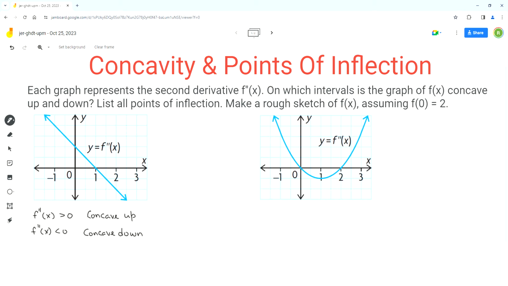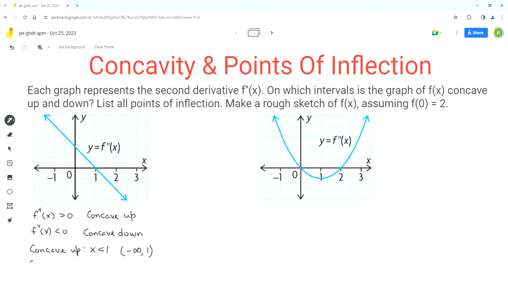So in order to find the interval over which f of x is concave up for this first function, we need to find the x values for which the graph of the second derivative is above the x-axis. Because when the graph is above the x-axis, the value of the second derivative is greater than 0. And that's for x values to the left of 1. So the interval for concave up is x is less than 1. In interval notation, we can write this interval as negative infinity to 1.